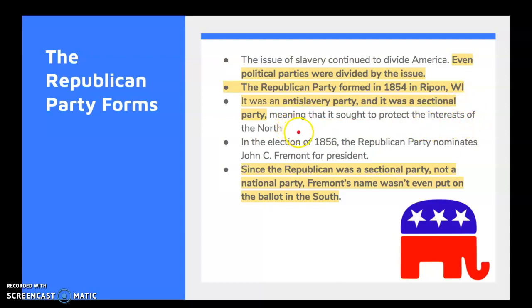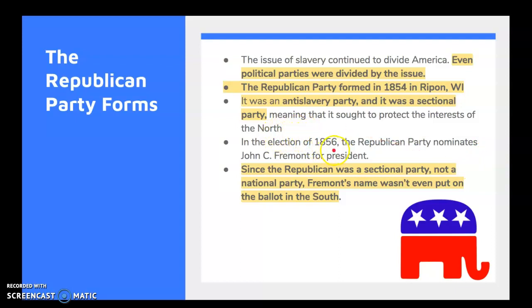There was not really any Republicans. I mean, I'm sure there were a few of them in the South because there are people who were opposed to slavery in the South, but this was a sectional party, meaning its platform, its issues that it supported, and its initiatives that it supported all supported the interests of the North.